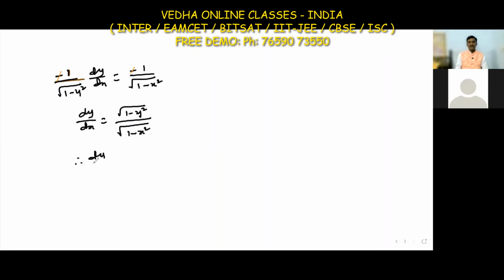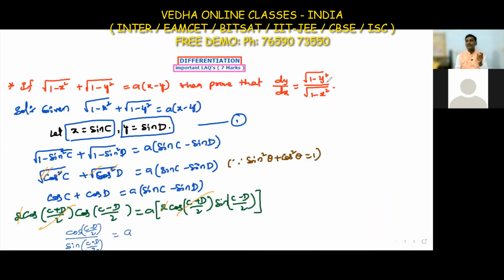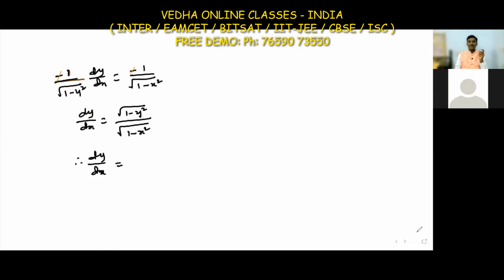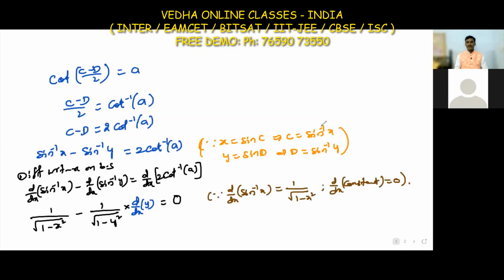So what is the derivative dy by dx here? dy by dx is equal to root of 1 minus y square divided by root of 1 minus x square. Is it the required answer? Yes, sir. Or if you want, we can write the common root of 1 minus y square divided by 1 minus x square, hence proved. Understood? Any doubt till here? No, sir. Okay, just write it.